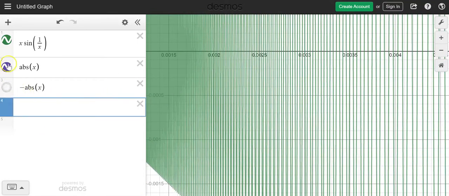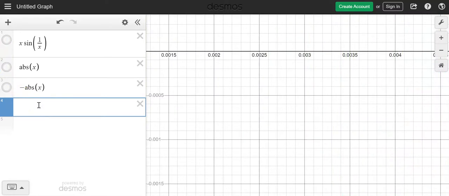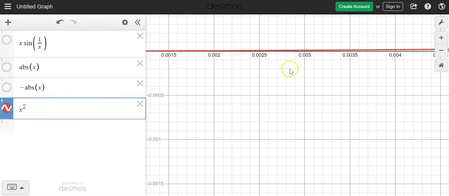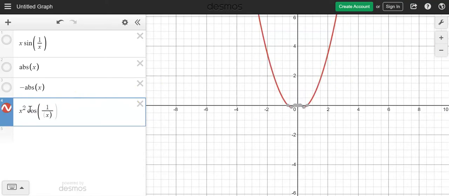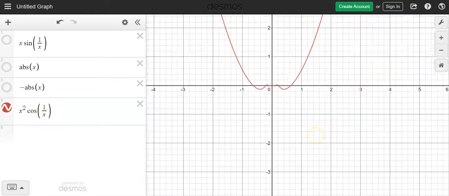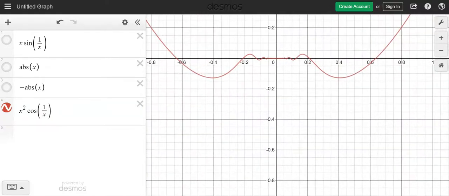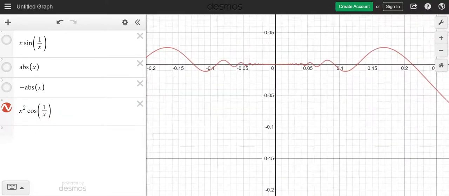Let's now talk about the other function that we have. This one is x squared. Actually, let's reset this. x squared cosine of 1 divided by x. So again, the problem there is that 1 over 0 is a problem. Looking at this function this time, there's a lot more weirdness going on here.